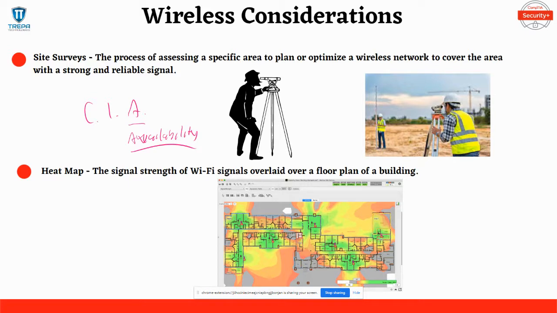So a site survey is a process of assessing a specific area to plan and optimize our wireless infrastructure. And we can use heat maps, which will display the signal strength of your Wi-Fi signals over a floor plan or a physical diagram. And this can help us with our site survey if we're doing some tests, right? Or just to show us where we have overlapping channels or strong signals.